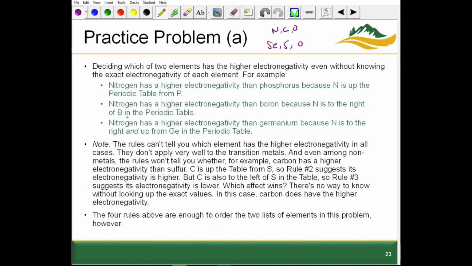In deciding which of the elements has higher electronegativity values without even knowing their exact values, we can think about those trends on the periodic table. We see an increase in electronegativity in this direction and an increase in electronegativity from left to right.